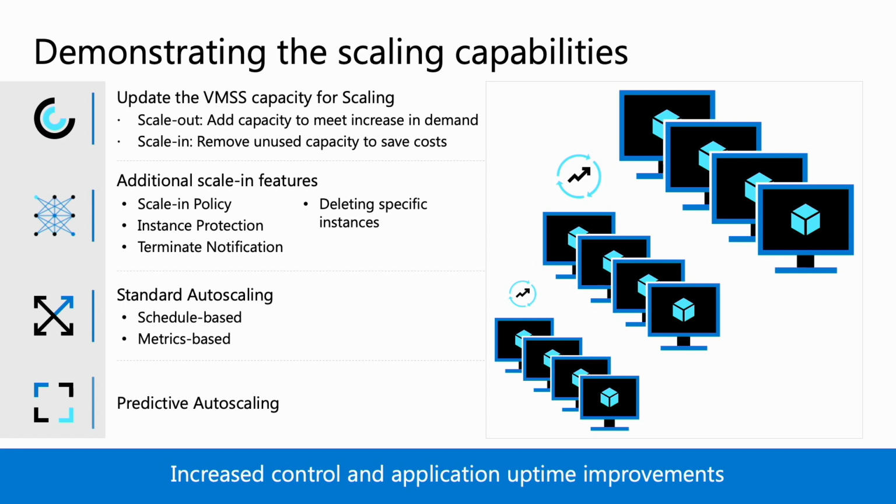All right, let's get into our first demo. First of all, what we're going to see is how to scale out or scale in your VMSSs. As I mentioned before, this is simply done by updating the VMSS capacity. There is a parameter called sku.capacity in the VMSS model, which is what you can update and set to the desired number of VMs in your scale set.